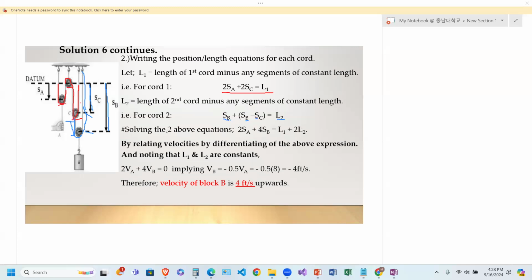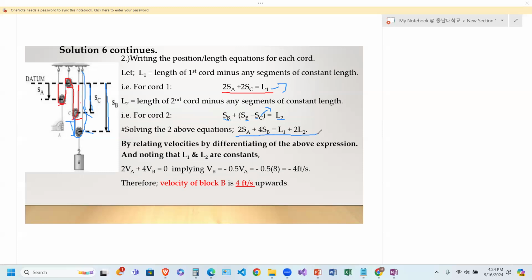Now solving the two above equations, we are going to substitute for SC. When you substitute for SC, you realize that we have twice SA plus 4SB equal to L1 plus twice L2. We made SC the subject from this equation and then substituted, and you'll be able to have this equation. Okay, so that's what we have.